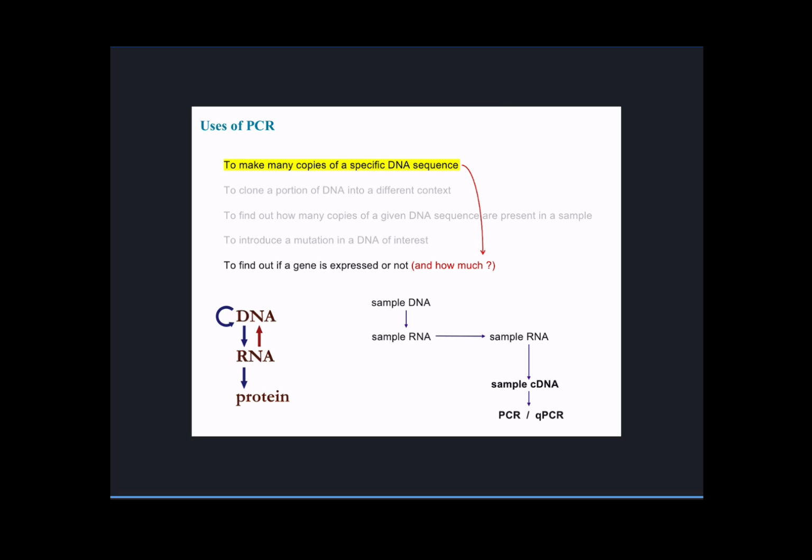And if we use qPCR on these cDNAs, we can take it a step further and say not only whether or not a cDNA is present in a sample or not, but also how much there is of it. Because the amount of cDNA that is present in a sample is proportional to the amount of RNA that is present in a sample.